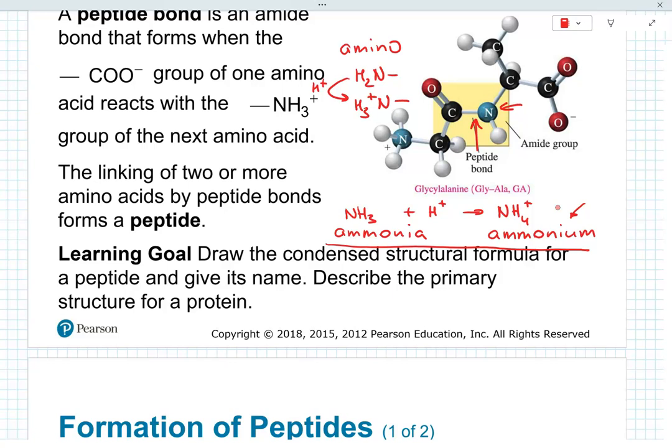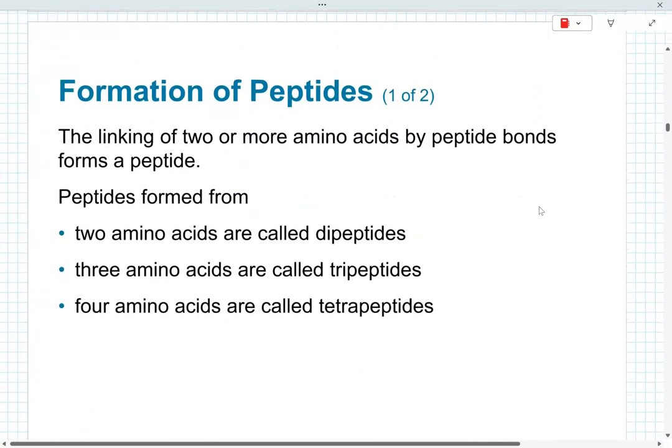Okay. So the idea here is that when amino acids join together, they form that peptide bond, which has some very interesting properties, which I will briefly discuss. And the product of joining two or more amino acids is termed a peptide. Now, a peptide is several amino acids.